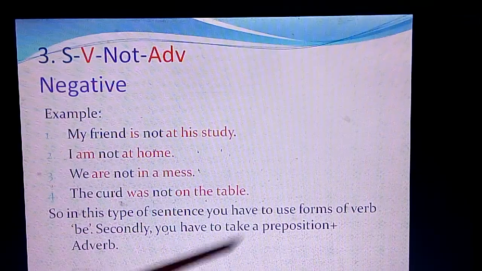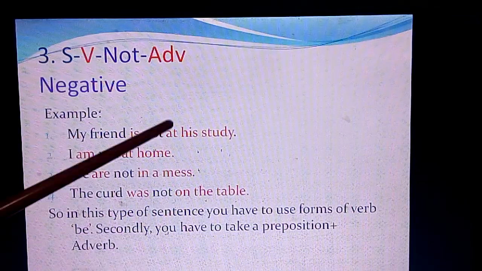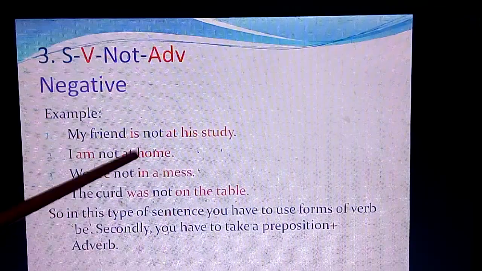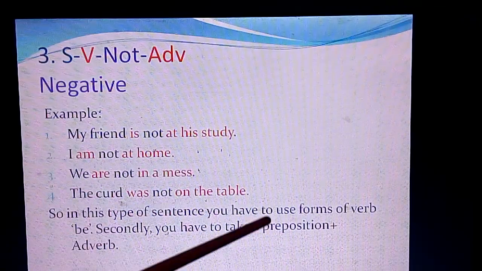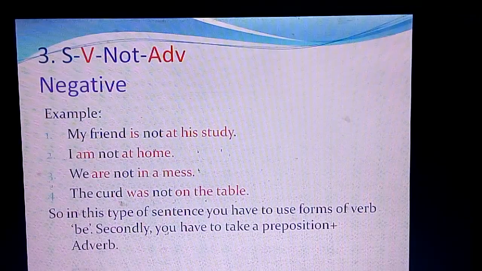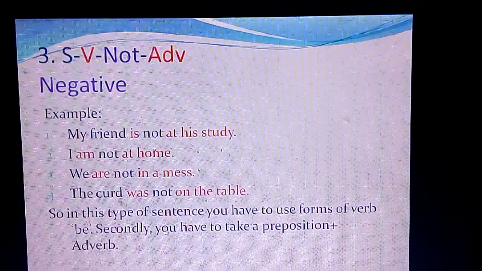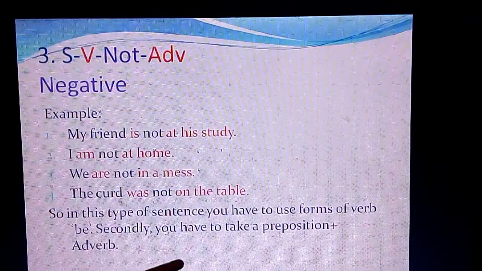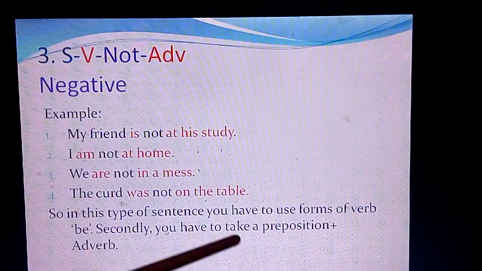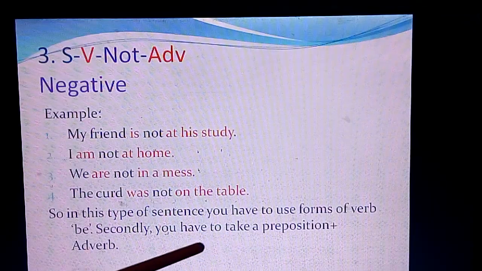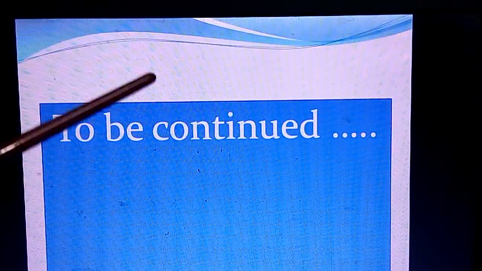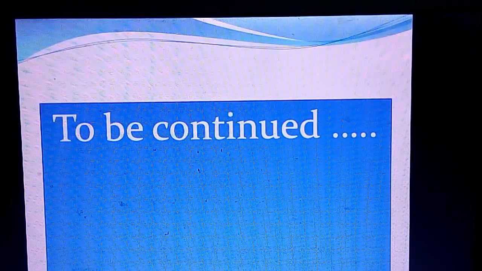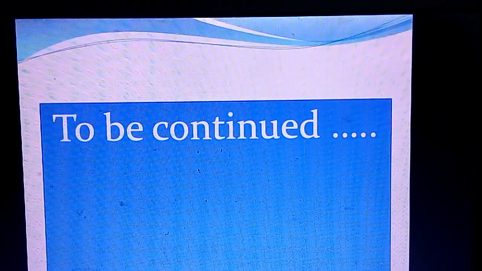So preposition plus adverb. So at his study, at home. So in a mess, on the table. So like that you have to use. I hope you are understanding these structures well, and you can identify these structures when you come across them while reading your textbooks. We will be continuing in the next one, right?